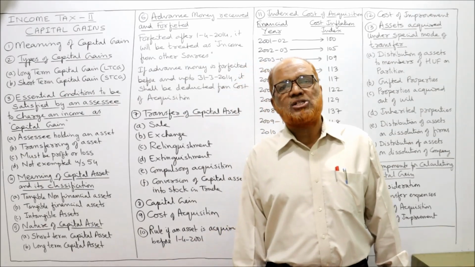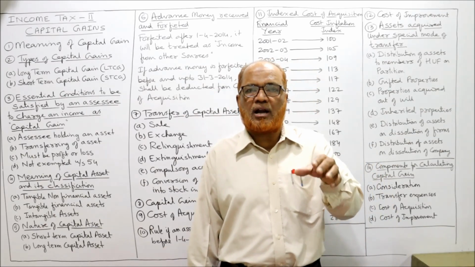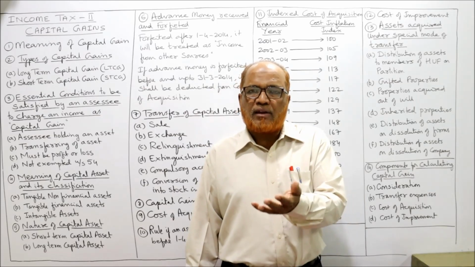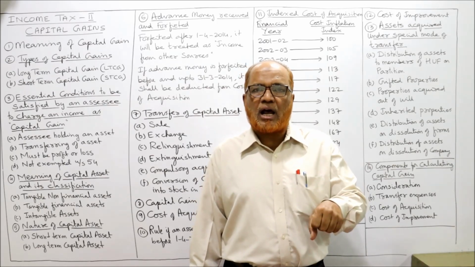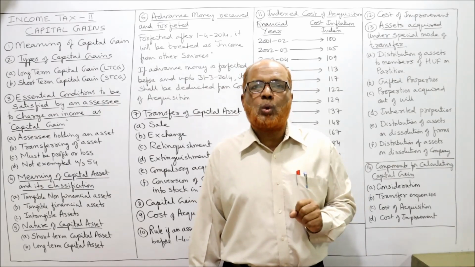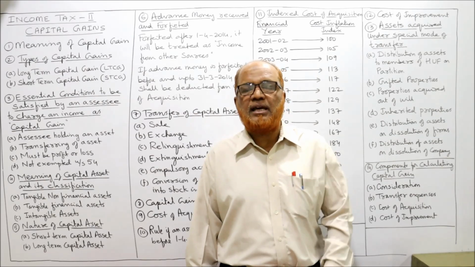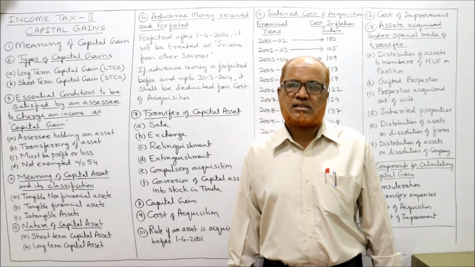Capital asset does not include the personal assets which are used in our day-to-day life, just like television, refrigerator, household furniture, or a car, or scooter. These are personal assets which are not capital assets. Any gain arising on the sale of these personal assets is not chargeable to tax.